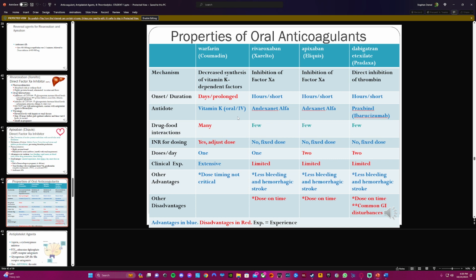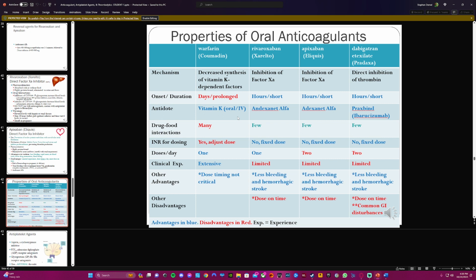Apixaban mechanism is inhibition of factor Xa. Onset and duration is hours and short. Antidote is same as rivaroxaban, which is andexanet alpha. Drug food interactions is few. INR for dosing is no, since it is a fixed dose. Doses a day is 2. Clinical experience is limited. Other advantages, less bleeding and hemorrhagic stroke, but you have to dose this on time for a disadvantage.